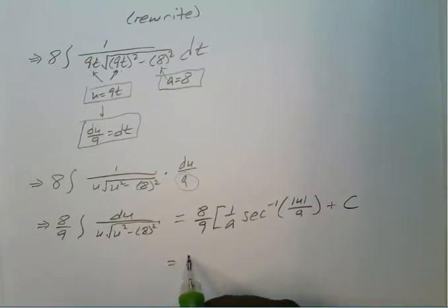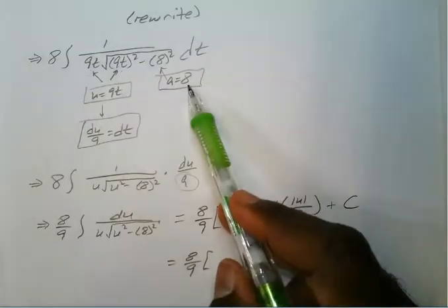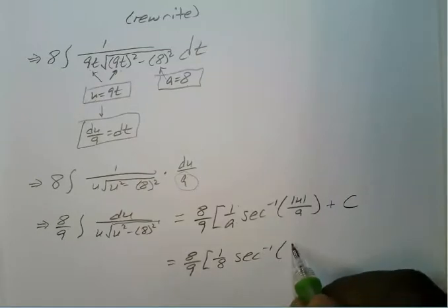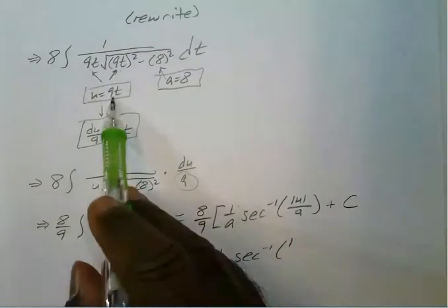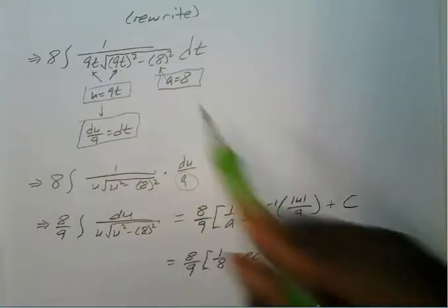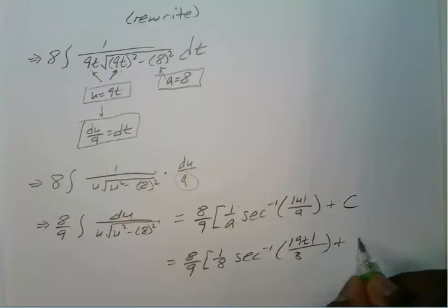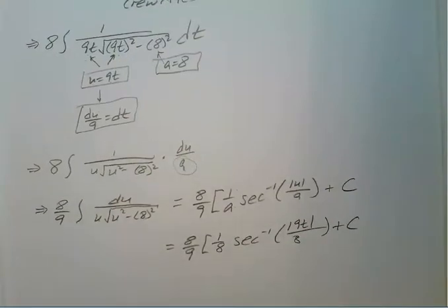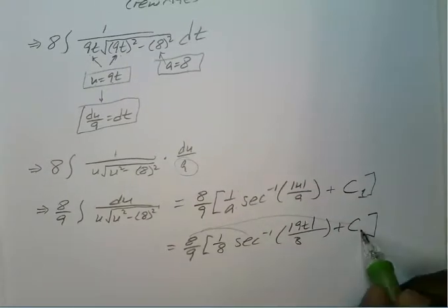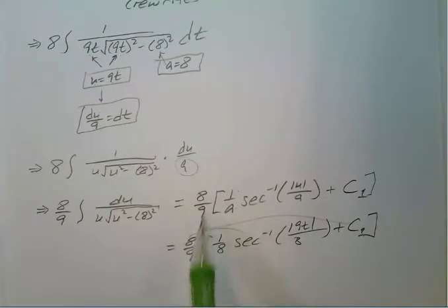Okay, so that's going to equal 8 over 9 times 1 over a, so 1 over 8 times the secant inverse of the absolute value of u, so the absolute value of 9t, all over a, which is 8, plus c. Okay, so we go ahead and distribute. Oh, forgot my c sub 1. 8 over 9 times 1 over 8. The 8's cancel out, so we end up with just 1 over 9.